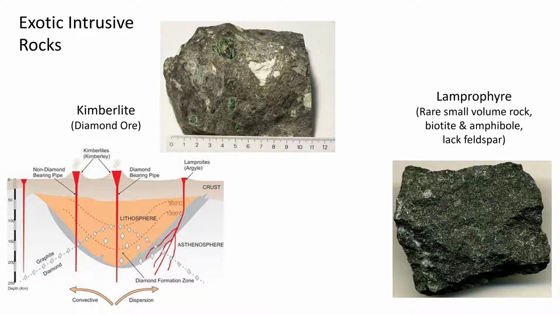Lamprophyres are another rare type of intrusive rock. These are small volume rocks that occur more so in dikes or sills, and they contain biotite and amphibole, but distinctively lack feldspar.